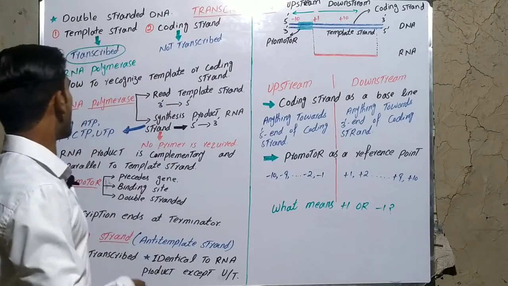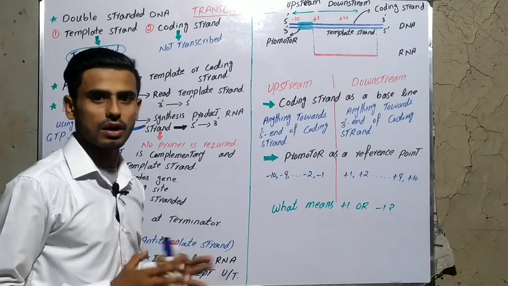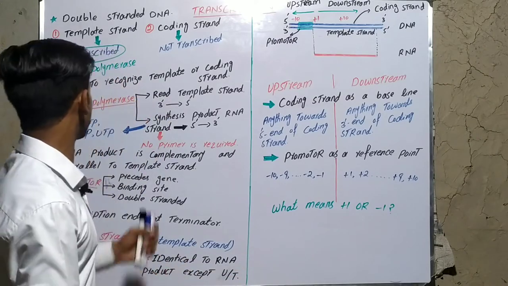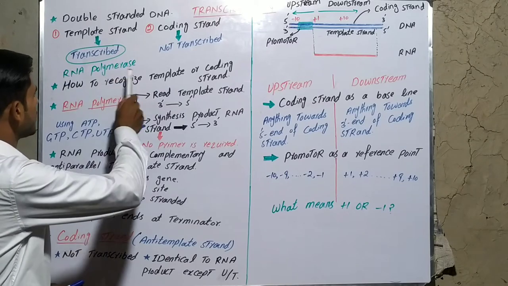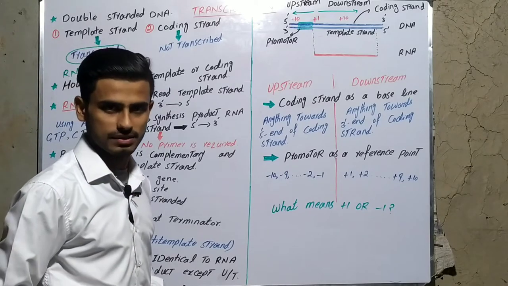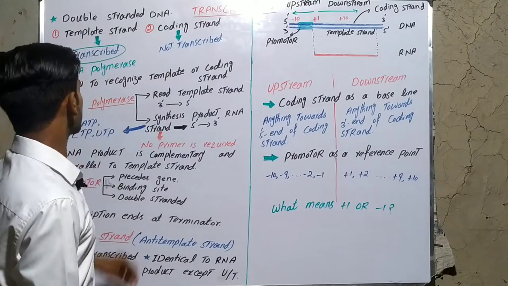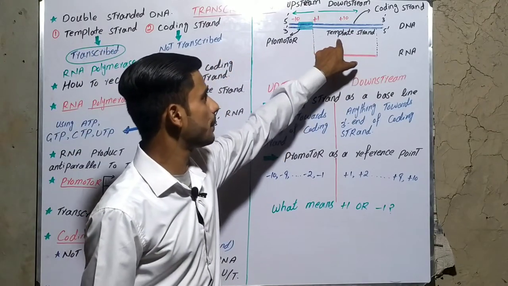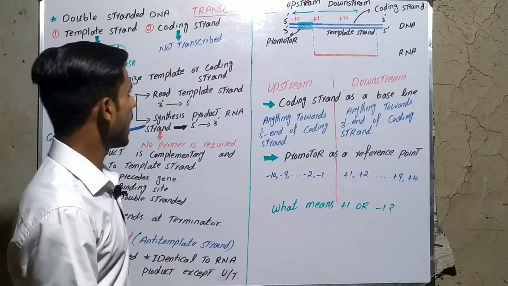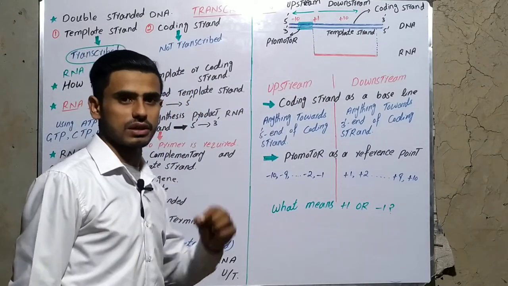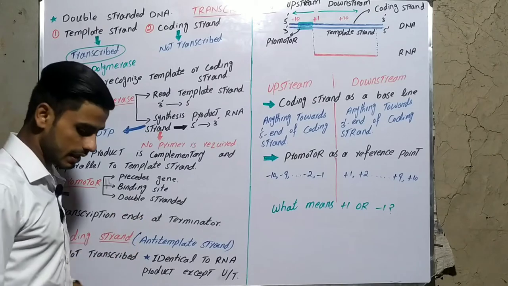So remember this concept: only one strand of DNA will be transcribed, and that is the template strand. The coding strand will not be transcribed into RNA. This template strand is transcribed with the help of one enzyme, named RNA polymerase. So, DNA is double stranded; one is a template strand and one is the coding strand, and the template strand is transcribed every time while the coding strand is not. I think it's clear for you.